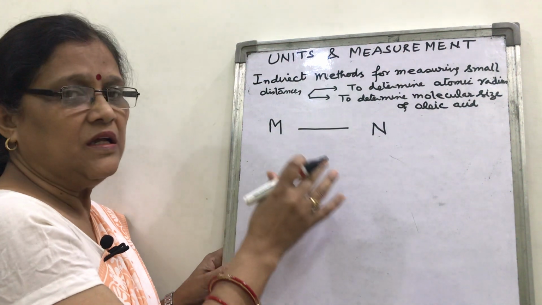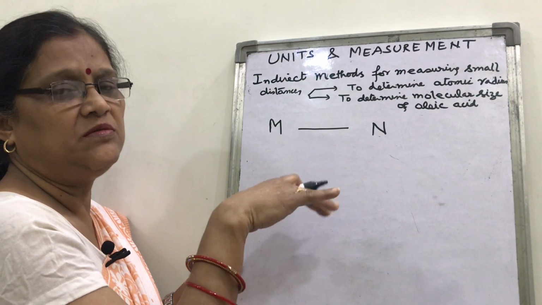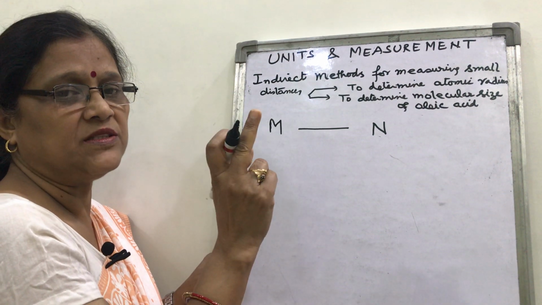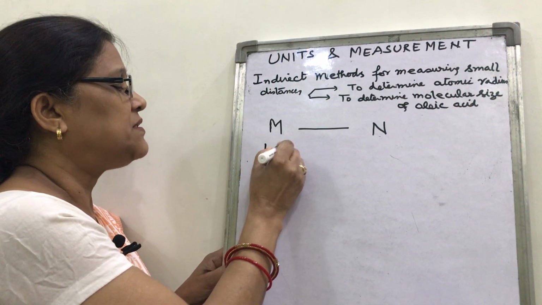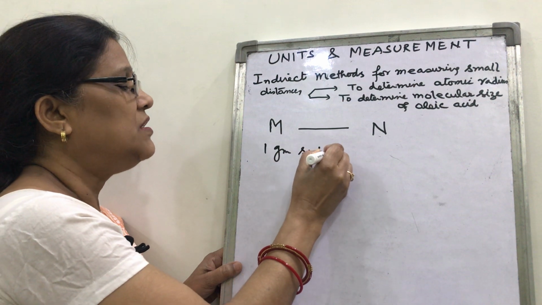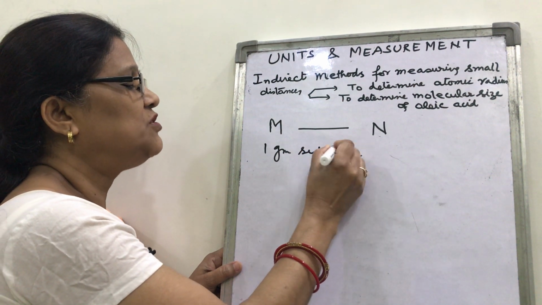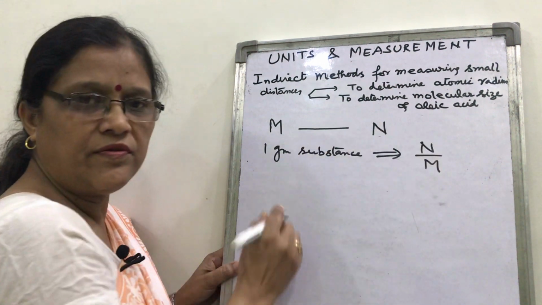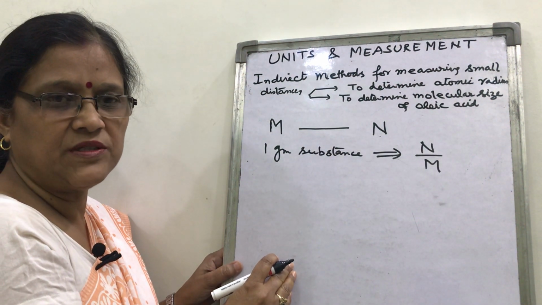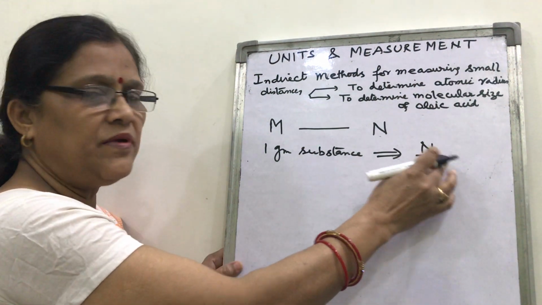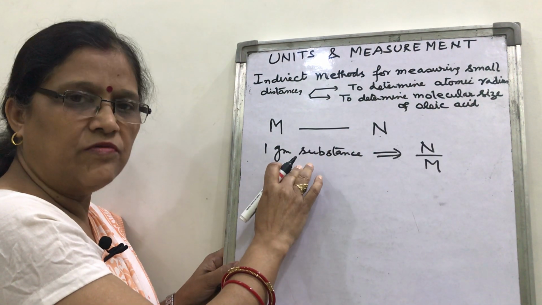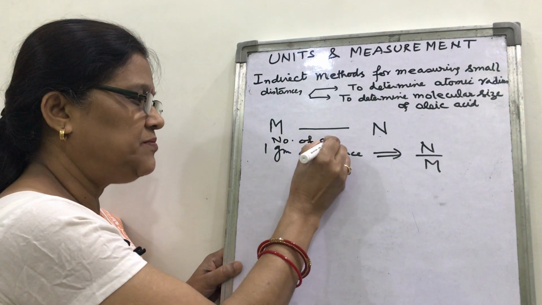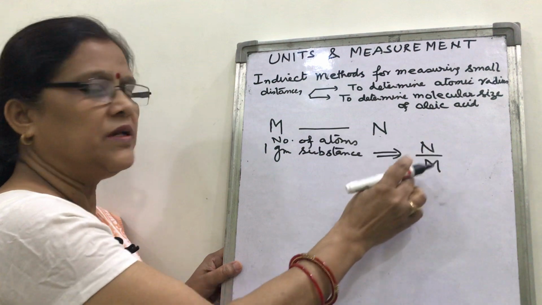So what is the Avogadro's hypothesis? Make it clear. We will have 1 gram of substance. So 1 gram of substance means n upon m number of entities, number of atoms. So what is n by m? Number of atoms in 1 gram substance. So you can write here, this is number of atoms in 1 gram substance.